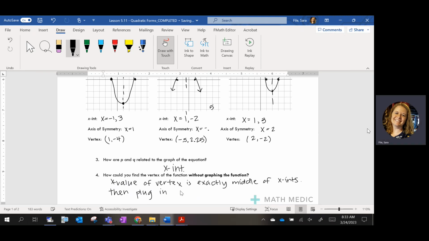Then plug in for x in the equation and solve for y.